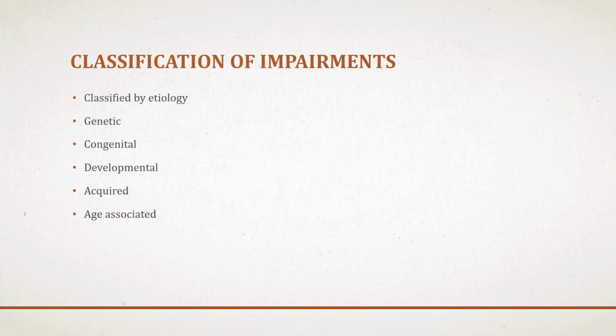How do we classify these impairments? Well, they're classified either by etiology, what causes them, how they started, whether they're genetic, congenital, developmental, acquired, or as we saw in the age-associated.